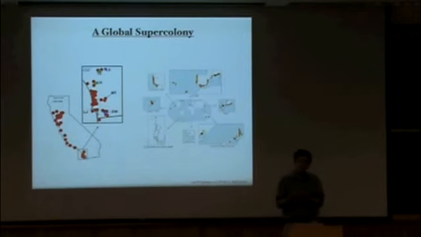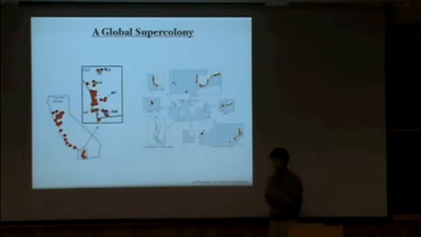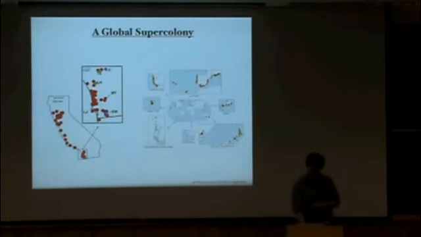Ants are normally very aggressive and territorial, and this cooperative behavior is displayed over vast amounts of space and time. This is almost certainly the largest animal social group known, this huge supercolony.